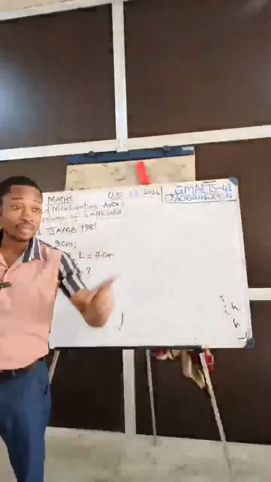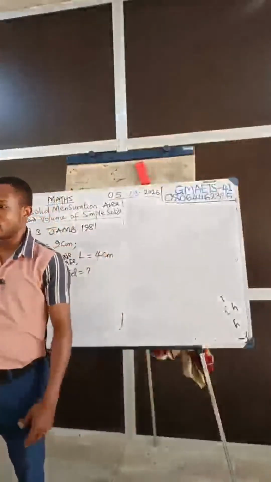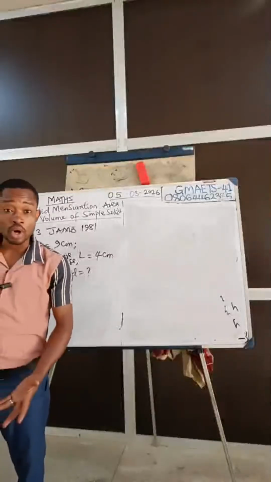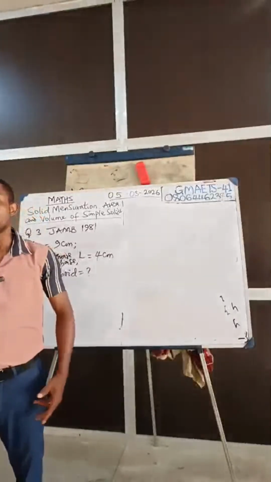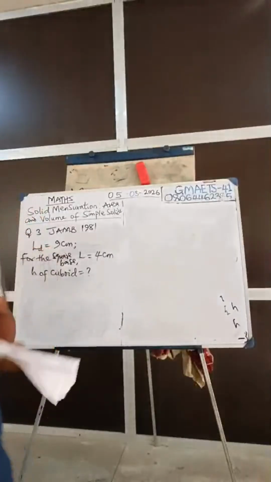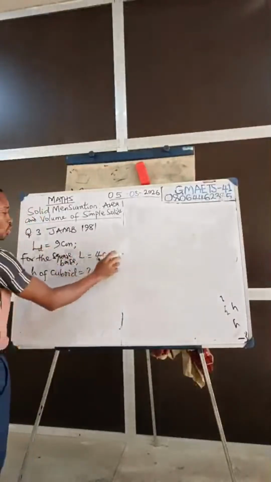And for square, length and breadth are the same thing. So we know the length of this cuboid. We know the breadth of the cuboid. What we don't know now is the what? Height. In fact, let me indicate. Length is equal to 4 centimeter.